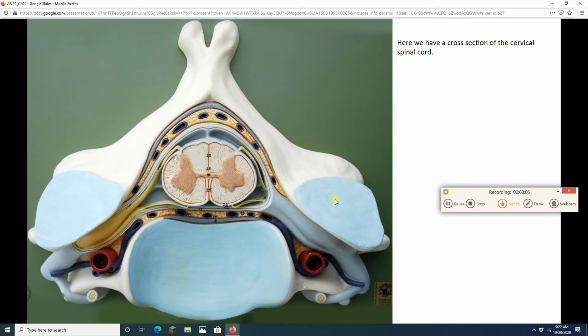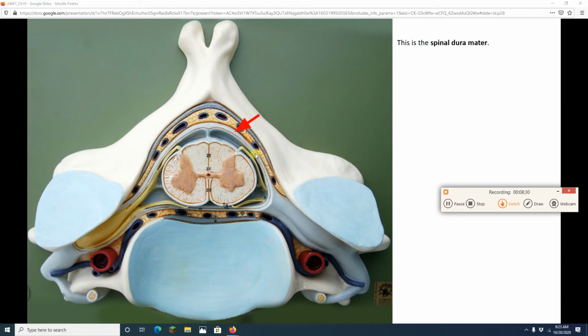Now what we're going to do is look at a cross section of the spinal cord. I'm looking at a cross section of the cervical spinal cord. I know that because I can tell this is a cervical vertebra. I see my bifid spinous process. I see my transverse foramen with blood vessels in it. But there's a lot of spinal cord stuff we can see. Let's start with the meninges.